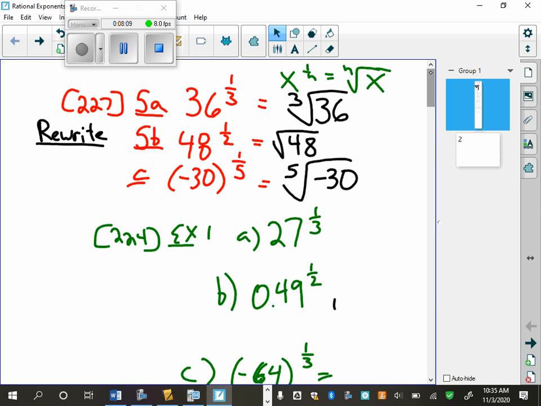Okay, example 1 on page 224. Oh, let me get there. It says evaluate. Awesome. This one says evaluate.